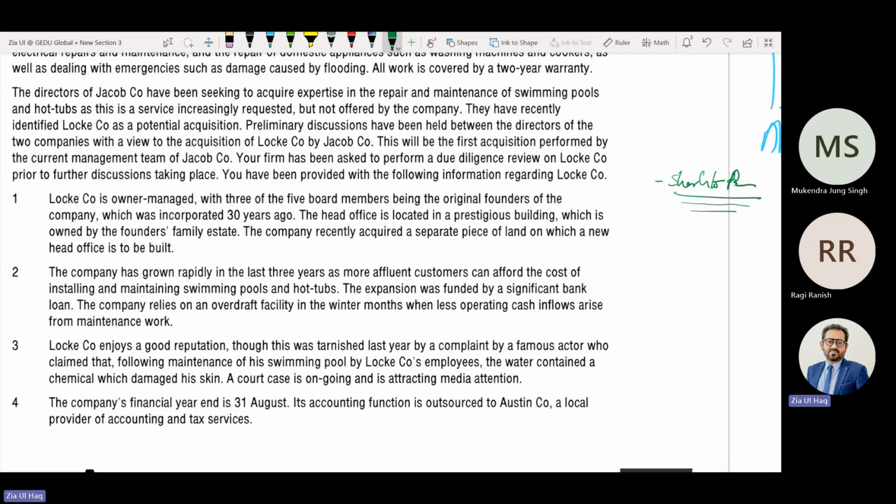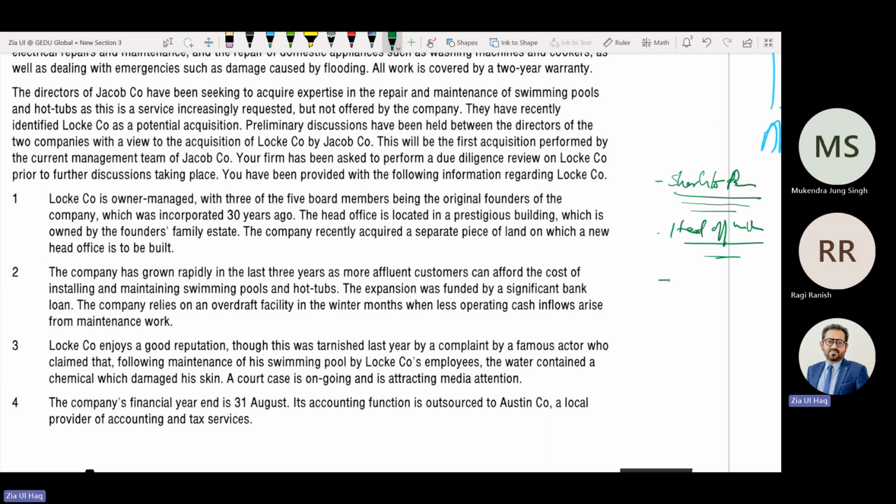The company recently acquired a separate piece of land on which a new head office is to be built. So first, the head office registry document. We need to get details whether it is registered in the company name or in any person's name. And we need to get details whether it will be delivered with the change of ownership or the owner will retain it, because this could affect the bid price as well as the business operations, because maybe the business's repute is linked to that prestigious building.